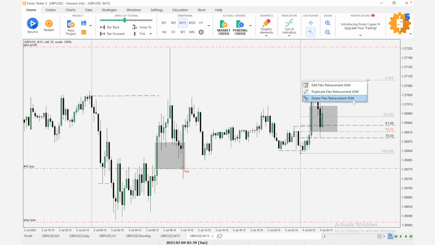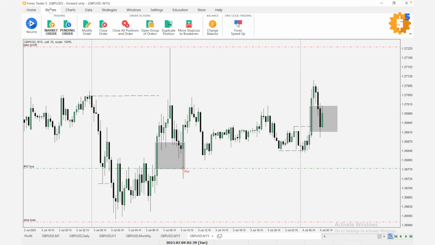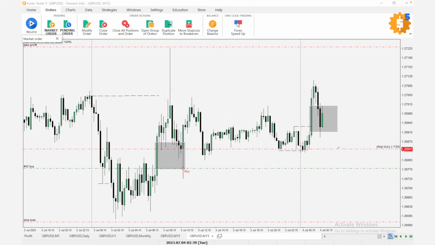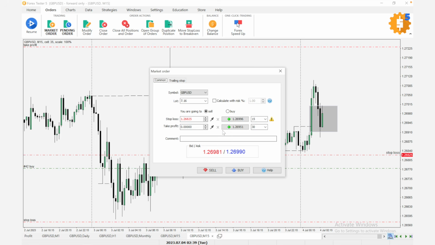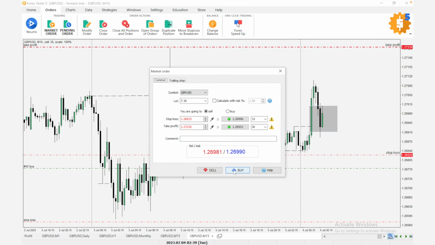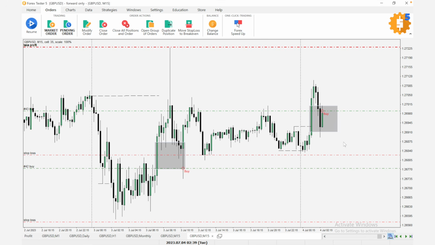So let's get rid of this one, and let's also set another order. Let's just go for a market order and stop loss behind here, and let's set a profit target around here as well. And let's see how it plays out. Let's get rid of the fair value gap. Let's get it messy.